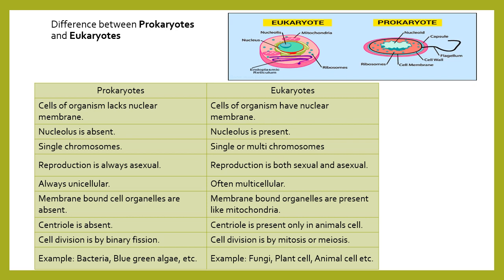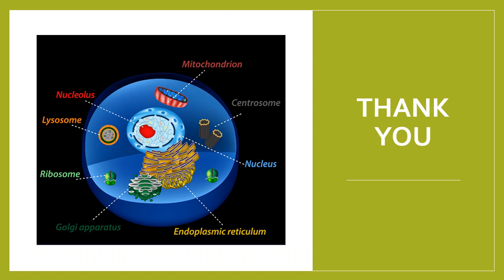Examples for prokaryotes are bacteria, algae. For eukaryotes, examples are fungi, plant cells, animal cells. We'll see all the cell organelles and their functions in the next video.